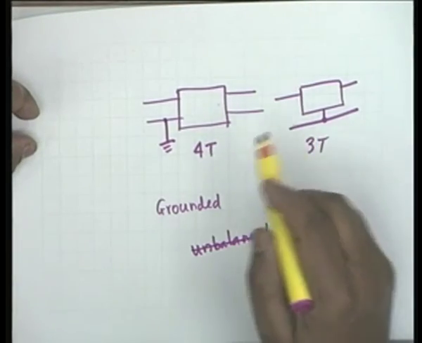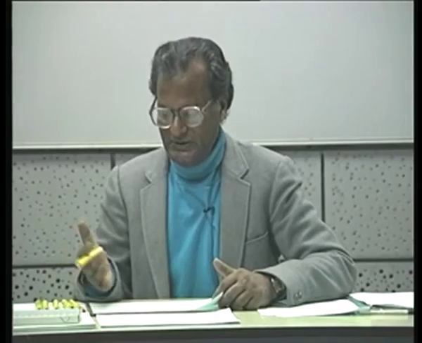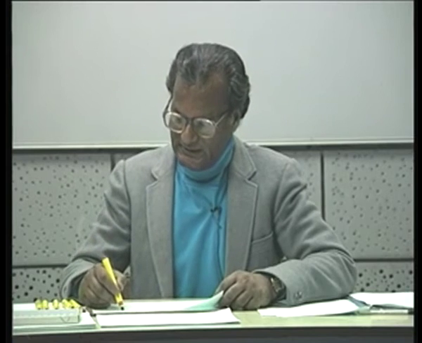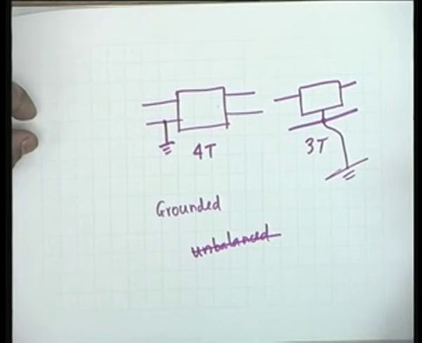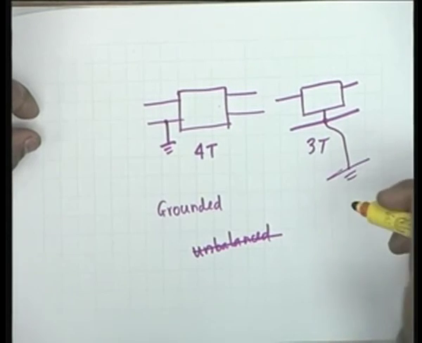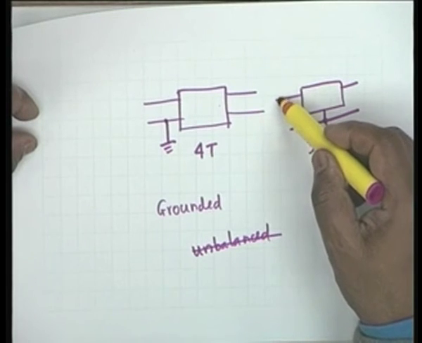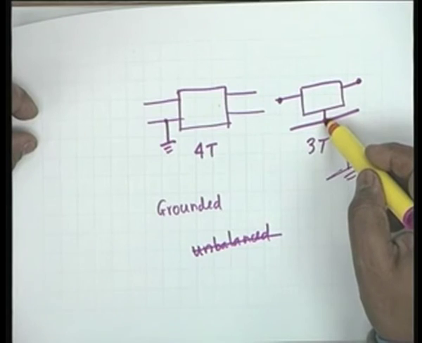In general, these terms are popular terms. They have nothing to do with technical characterization. Technical characterization is 4 terminal, 3 terminal. This third terminal may either be connected to ground or may not be connected to ground. We do not care. But our voltage reference will measure this terminal voltage with respect to this, and this terminal voltage with respect to this.